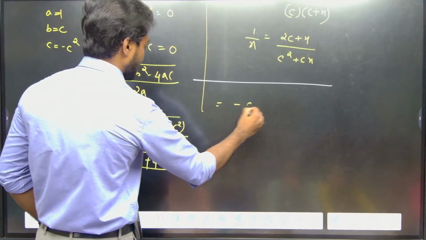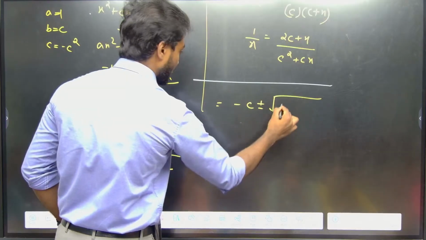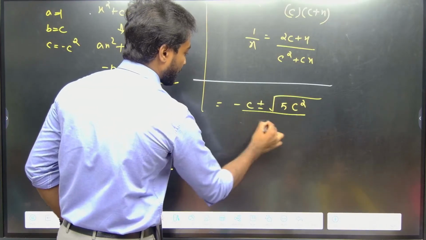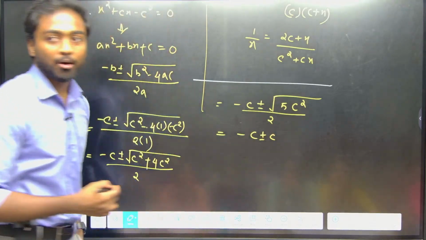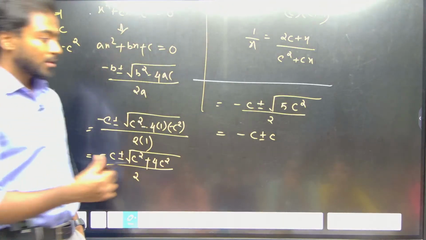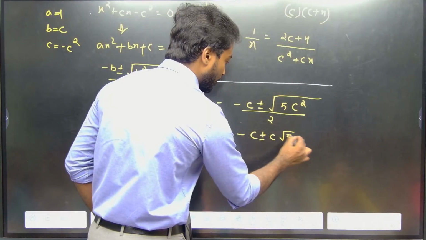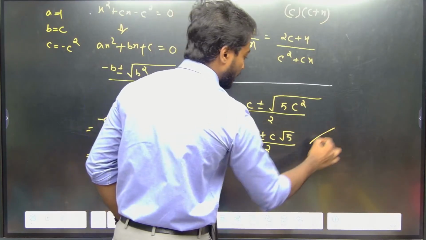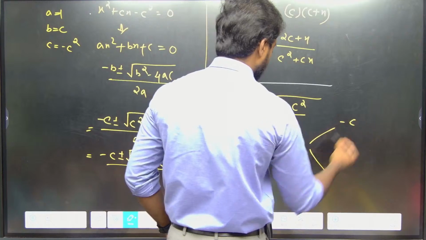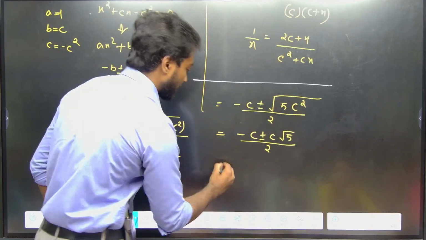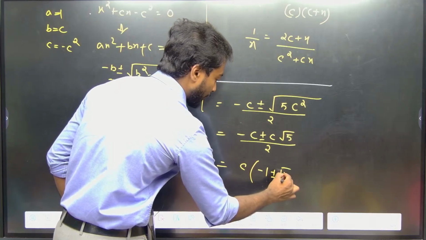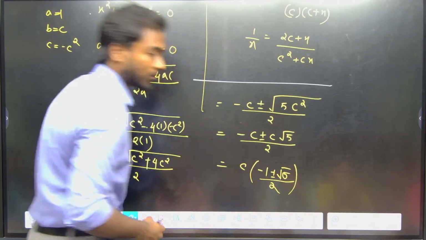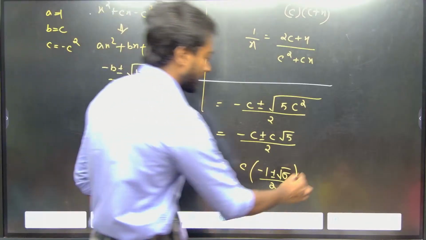So it is minus c plus or minus root over 5c square divided by 2, which is equals to minus c plus or minus c, I can take out now, c square into root 5 divided by 2. So what are the two roots here? Minus c, or let me take out here minus, c also outside. So minus 1 plus or minus root 5 by 2. Okay, now I can say the two roots here.